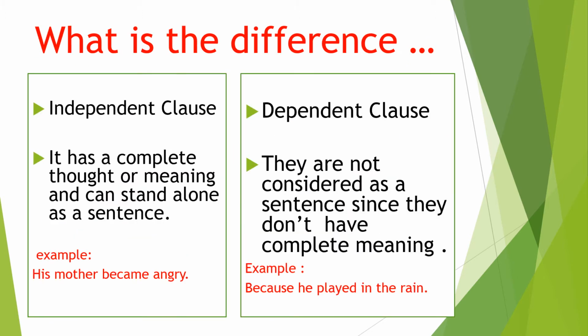Okay, so what is the difference between independent clause and dependent clause? An independent clause has a complete thought or meaning and can stand alone as a sentence. Example, his mother became angry. While dependent clauses are not considered as a sentence since they don't have a complete meaning or a complete thought. Example, because he played in the rain.